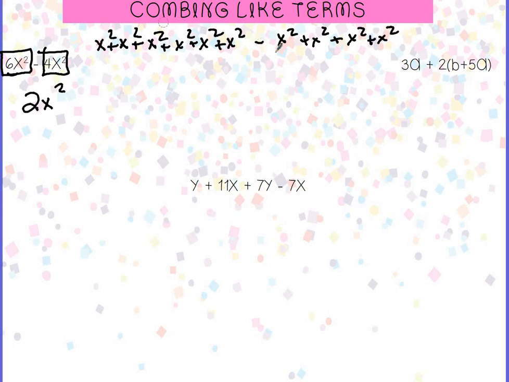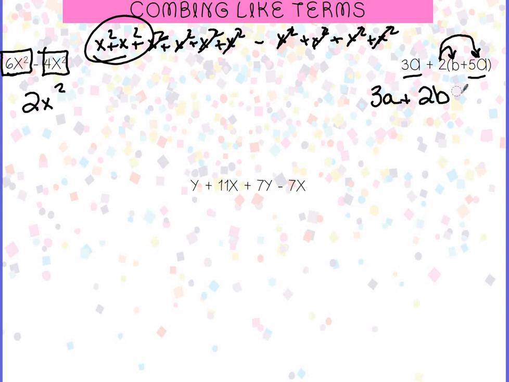So for every 1 that's over here, so 3, 4, I have to take away 1 over here. So I'm left with 2x squared. All right, here I can't combine the 3a and the 5a until I get rid of the parentheses. So I have to use the distributive property first. And I have 3a plus 2 times b is just 2b plus 2 times 5 is 10a.